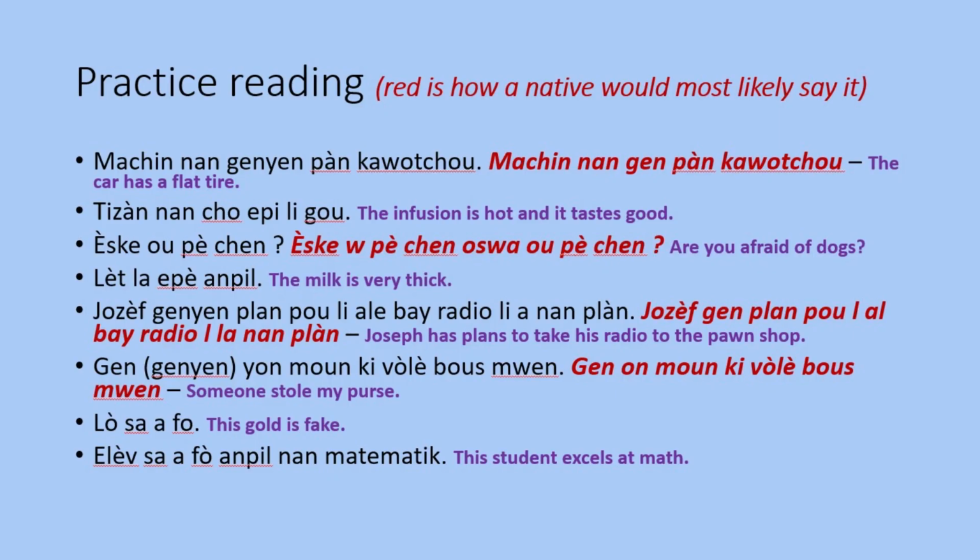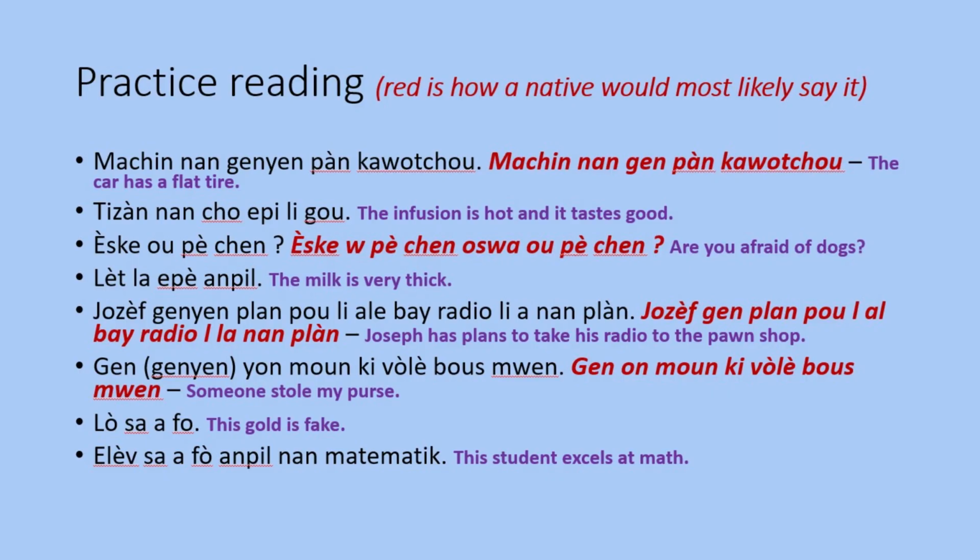Gen yon moun ki vole bous mwen. Oh, this one can throw you off, actually. This one can throw you off a lot. Gen yon moun. Yon is one. One person. Yon moun, one person. Gen yon moun. And here, I can even say gen yen yon moun. If I wanted to, I could even say gen yen yon moun. Okay? To make it longer.